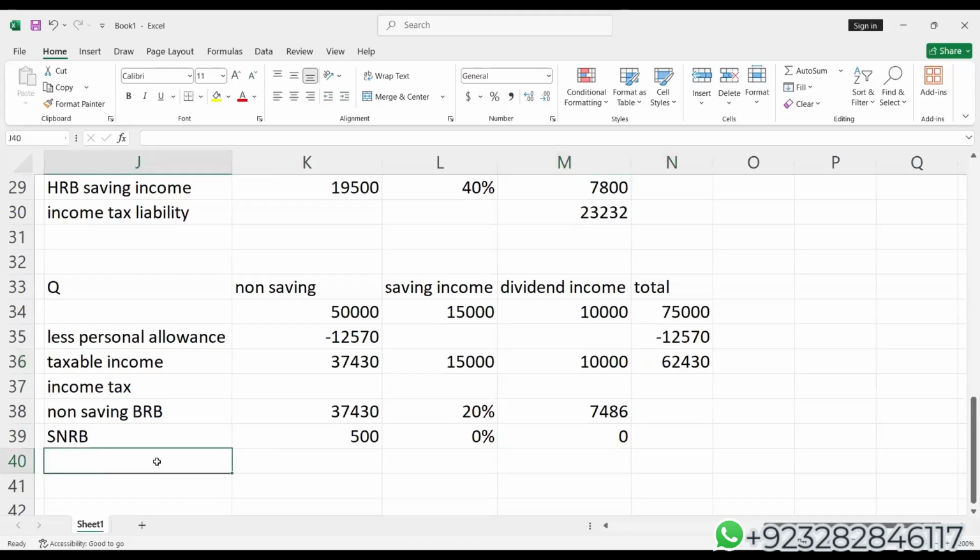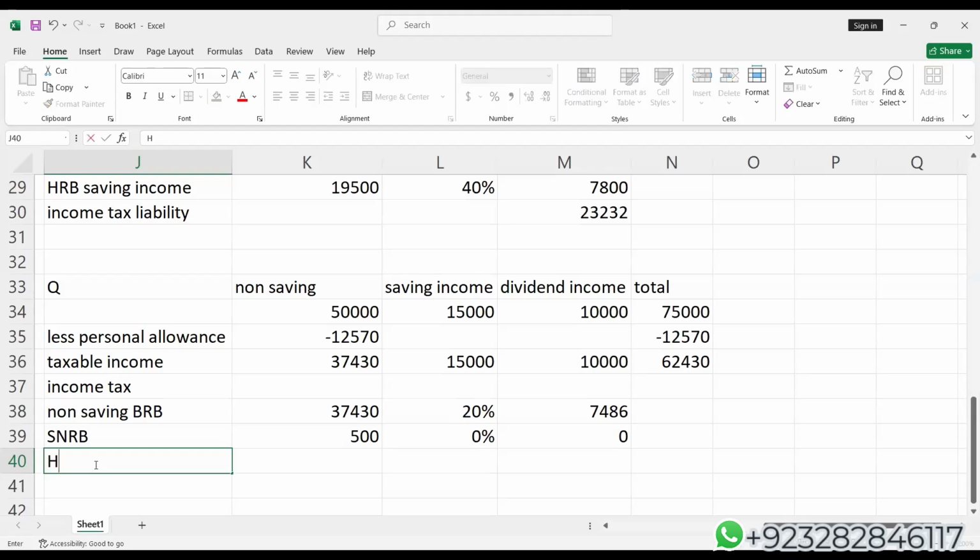Now, if you just simply look at this 37,430 and nil rate band of £500, logically basic rate band we have fully utilized. Now there's no more space in the basic rate band. Because the combined total of 37,430 and nil rate band of £500 is more than 37,700. Okay, so the remaining saving income, which is 14,500, how did I get this? Because 500 I've taken in nil rate band. So remaining saving income actually falls in higher rate band.